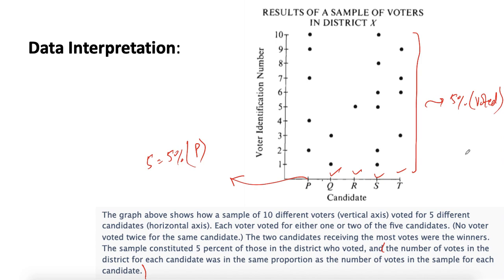So there are 2 main points. The first point is that whatever the total votes are, that represents 5% of the actual votes. And the second point is that for each of the candidates in this sample, whatever the votes are, that represents 5% of the actual voting for each of these candidates. So these two are very important takeaways. And now let's move further.